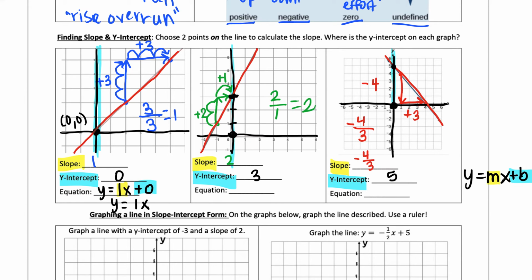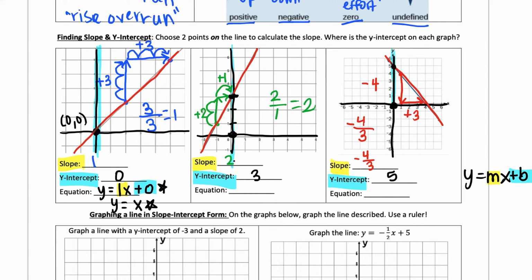But we also know that when we just have 1x, we could write it as just plain old x, because when we see an x, we know there's a hidden coefficient of 1 that's multiplying it. So that means that the final equation would be y equals x. If you left it in this form, it wouldn't be wrong. We can just simplify it a little bit more by saying it's y equals x.